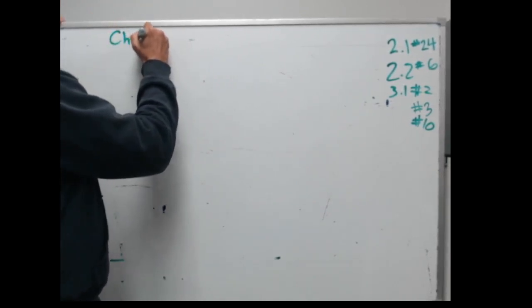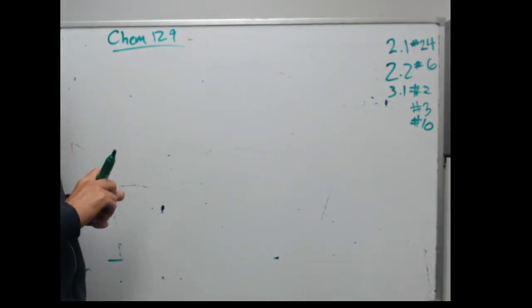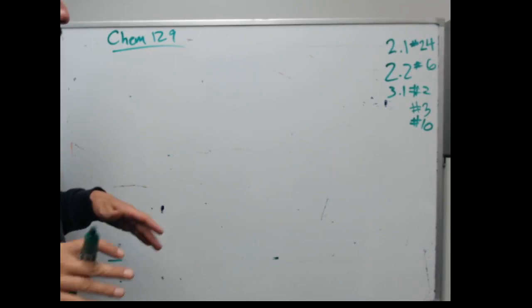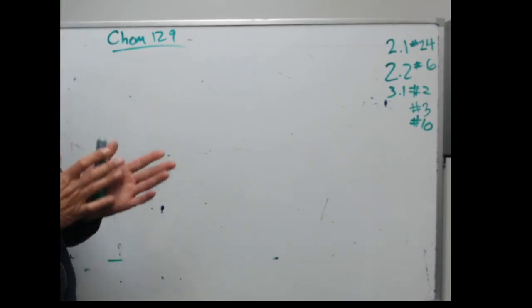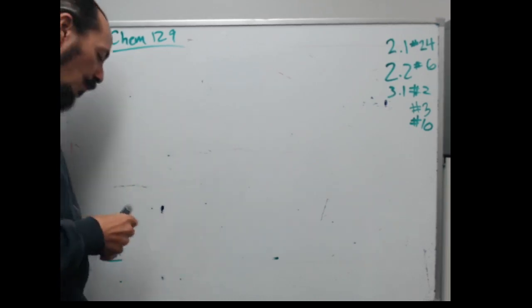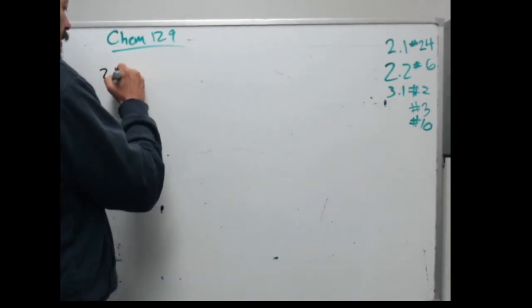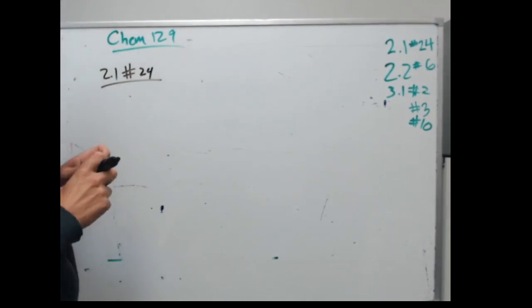We're doing office hours. Most of the questions we're looking at are Chem 129 questions. The 124 folks are working on making their graphs for labs and things like that. So we got some questions from 2.1, 2.2, and 3.1 to work through. We'll just go down the list, starting with 2.1, number 24. I need someone to remind me what that question is.